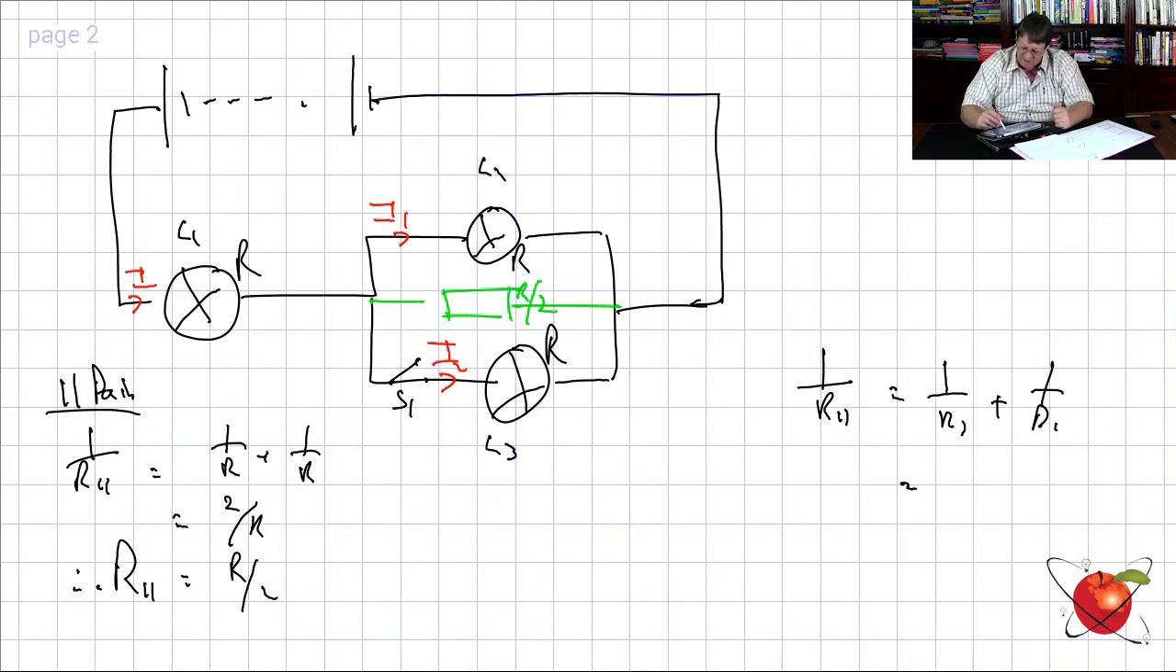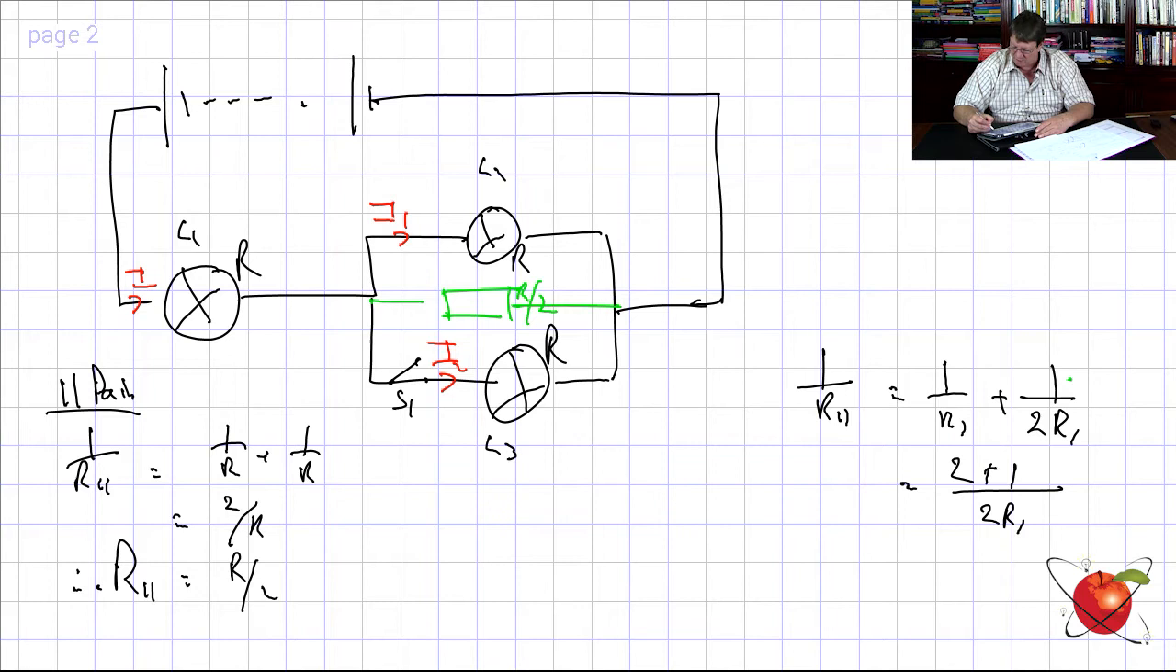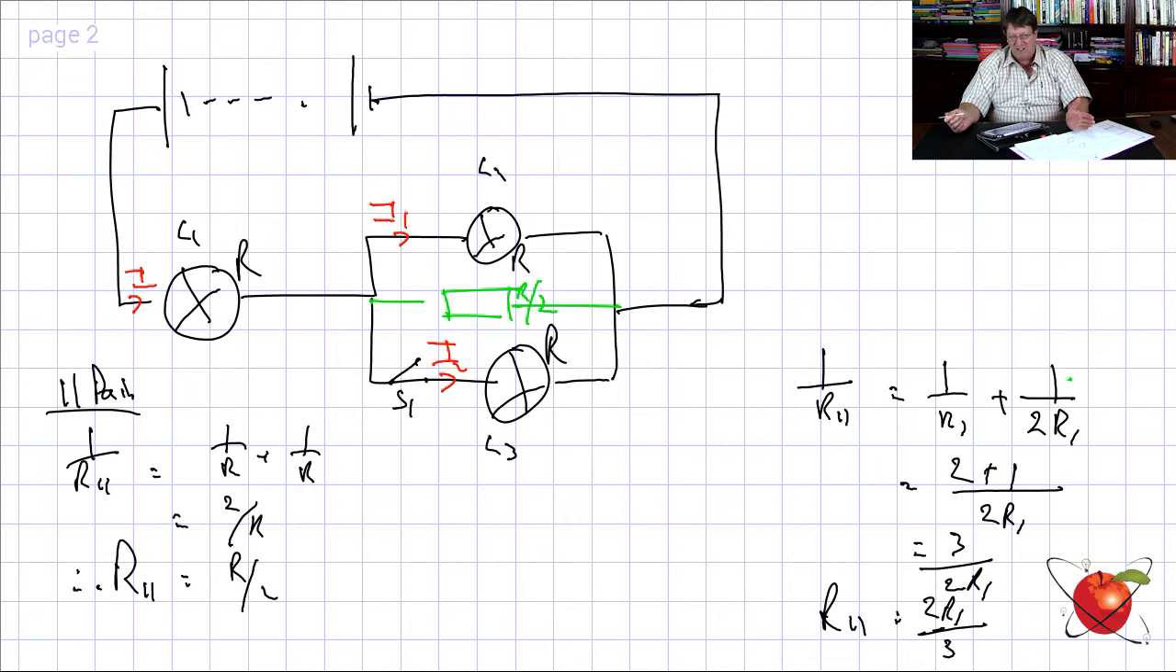What if they told us lamp 2 is twice R1? Let me just erase that. You'd say then that's going to be like so, plus 1 over 2R1. And then your base would be 2R1. And that goes in 2 plus 1, which is going to be 3 over 2R1. Therefore, R parallel is 2R over 3. Can you see? You just substitute so that you bring them all to R.